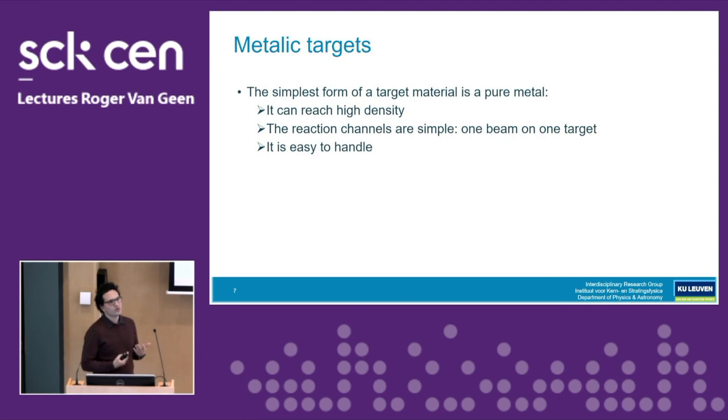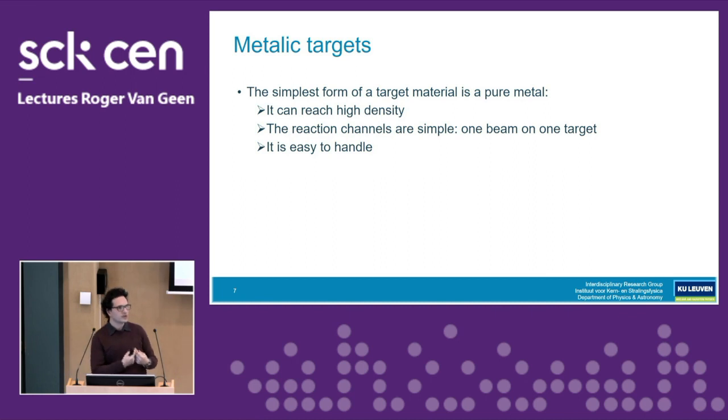And then we start with the easiest target you can have, just a piece of metal. It is the simplest form, and simply because you can reach high densities with metals, that's not a problem. The reaction channels are very simple. You have one beam coming onto one target, so you know exactly what you're going to create. And then it is also easy to handle.